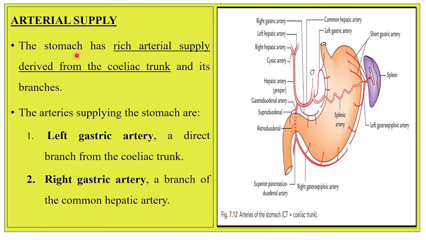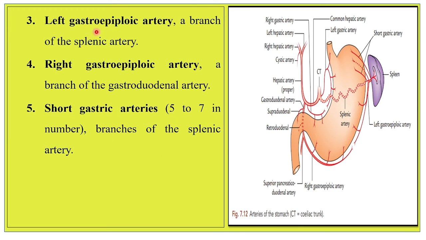Coming to the arterial supply, the stomach has a rich arterial supply derived from the celiac trunk, which is a branch of the abdominal aorta, and its branches. The arteries supplying the stomach are the left gastric artery, a direct branch from the celiac trunk, and the right gastric artery, a branch of the common hepatic artery, which is a branch of the celiac trunk. Next is the left gastroepiploic artery, a branch of the splenic artery, which is one of the branches of the celiac trunk. The right gastroepiploic artery is a branch of the gastroduodenal artery, and the short gastric arteries, 5 to 7 in number, are branches of the splenic artery.